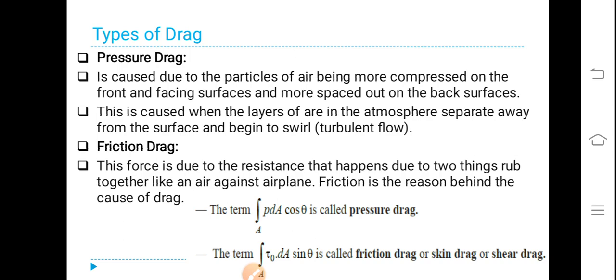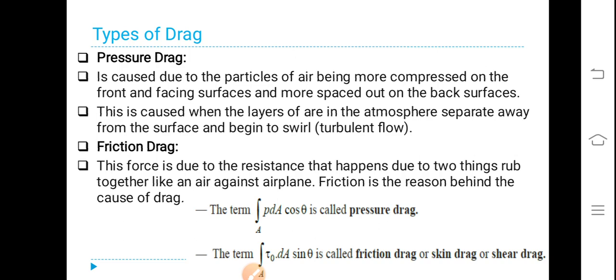Friction drag. This force is due to the resistance that happens due to two things rubbed together, like air against an airplane. Friction is the reason behind the cause of drag. Even when vehicles are moving over the pavement, if you take cement concrete pavement and mud pavement, there will be more friction in the case of mud pavement, so more drag. Whereas in the case of cement concrete, friction will be less.